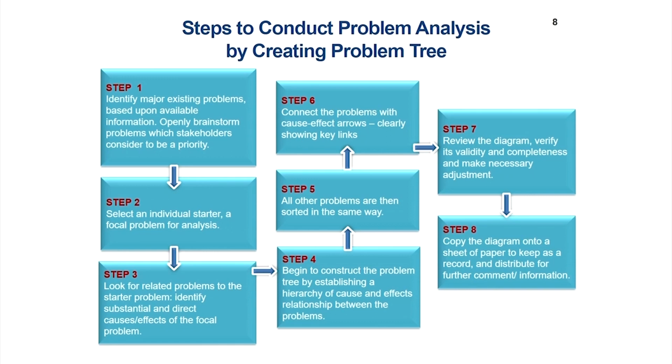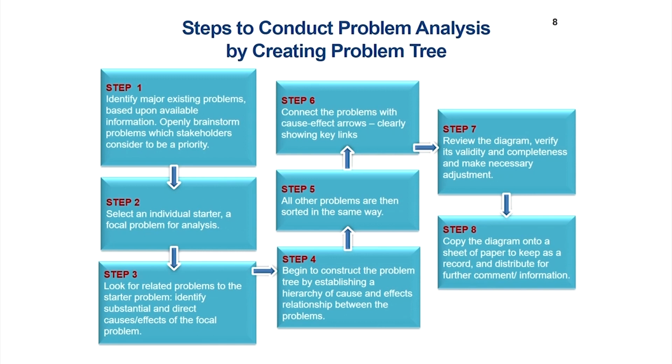In step 2 we select an individual starter, a focal problem for analysis. So, in the case of the nutrition project that I am talking about, the individual starter could be the children themselves, and the massive undernutrition and malnutrition being faced by the children themselves could be a starter, the focal problem of analysis. Step 3, we look for related problems to the starter problem, and identify substantial and direct causes and effects of the focal problem.